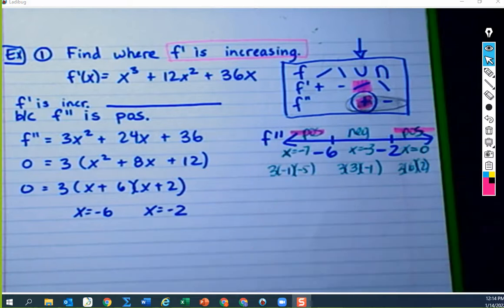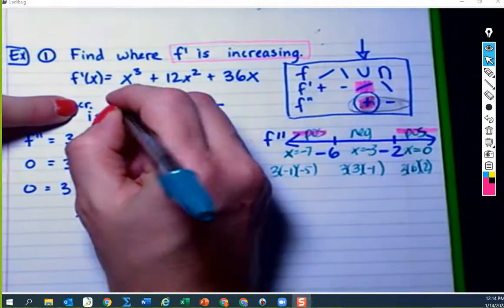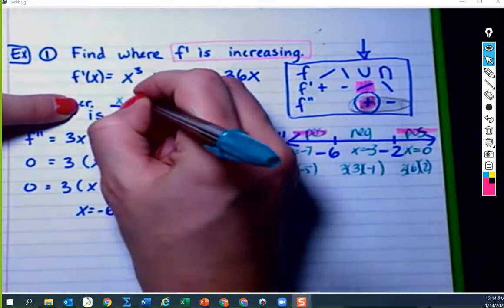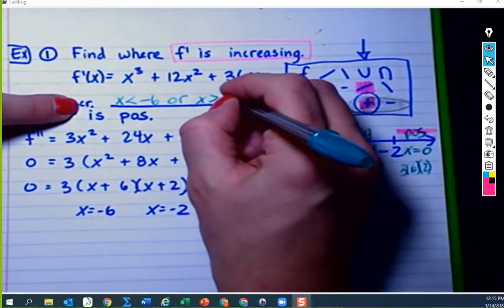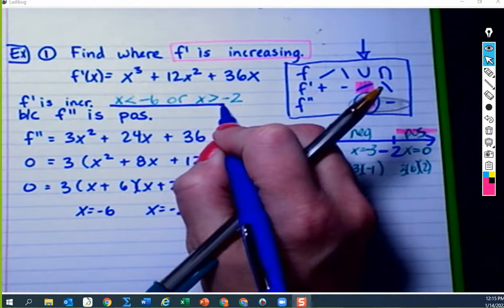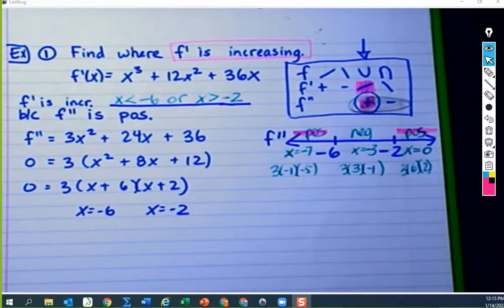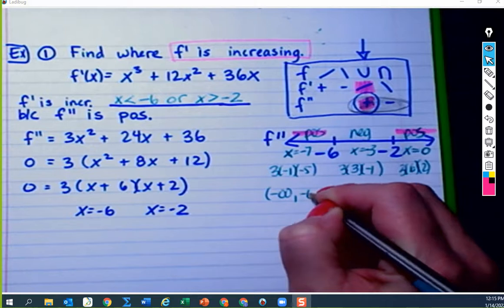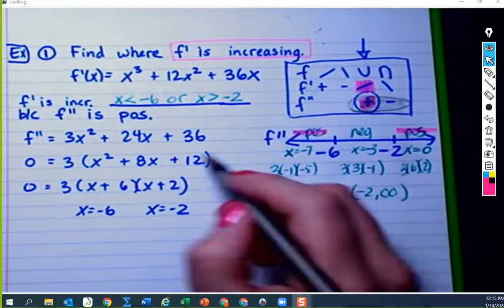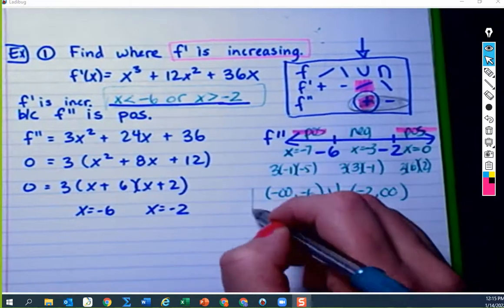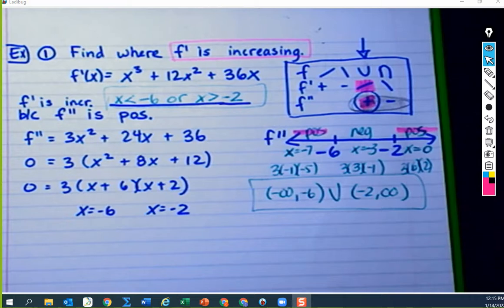So now that I've done my number line, I can answer the question. Where x is less than -6 or x is more than -2. If you want interval notation, you could do that as well. Just remember the unions. Both are acceptable answers. So that's how your fun chart works. It helps you write your sentences.